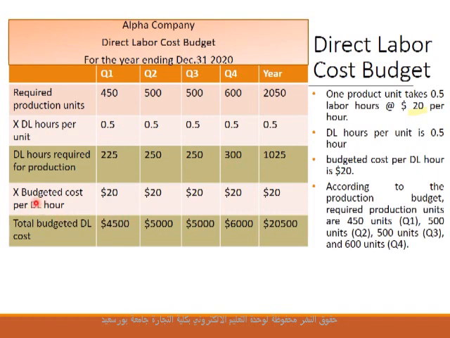This should be multiplied by the cost per hour, $20 per hour, to obtain the total budgeted direct labor cost. Total budgeted direct labor cost is $4,500 in the first quarter, $5,000 in the second quarter, $5,000 in the third quarter, and $6,000 in the last quarter.